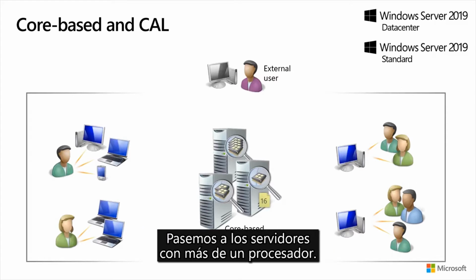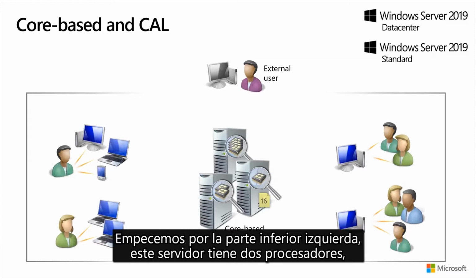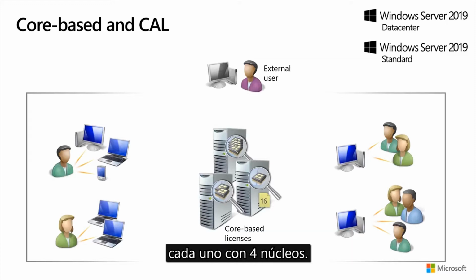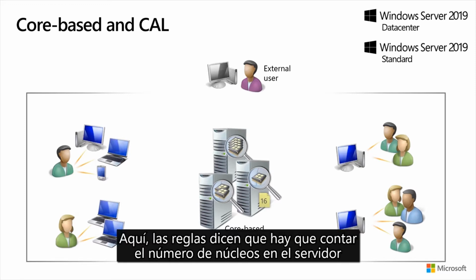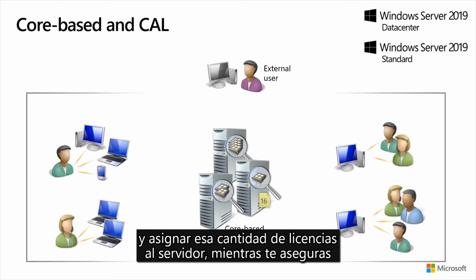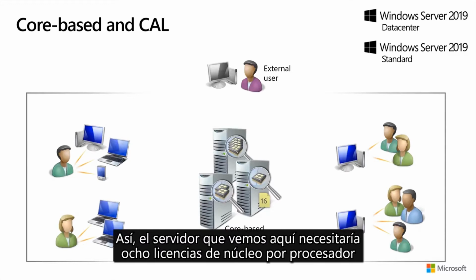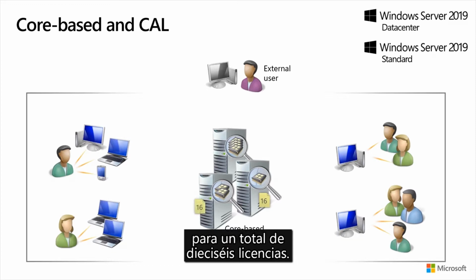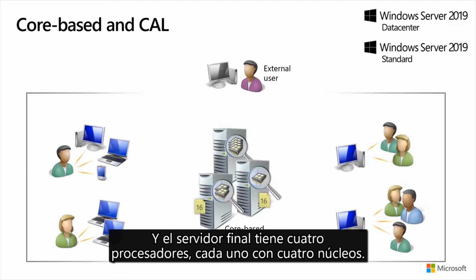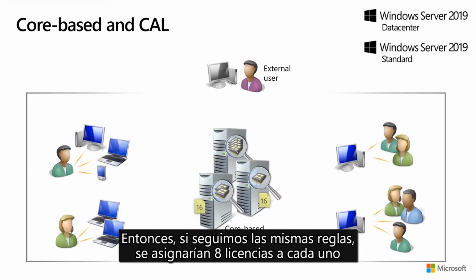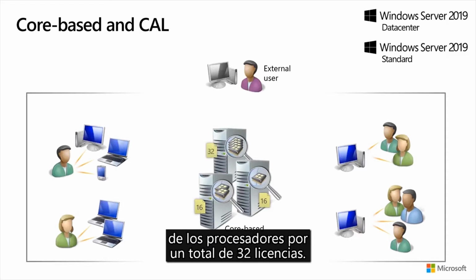Now, have a look at the servers with more than one processor, starting at the bottom left, where this server has 2 processors, each with 4 cores. Here, the rules are that you count the number of cores in the server and assign that number of licenses to the server while making sure that there are a minimum of 8 core licenses assigned to each processor. So the server we're looking at here would require 8 core licenses per processor for a total again of 16 licenses. And the final server has 4 core processors, so following the same rules, 8 licenses would be assigned to each processor for a total of 32 licenses.